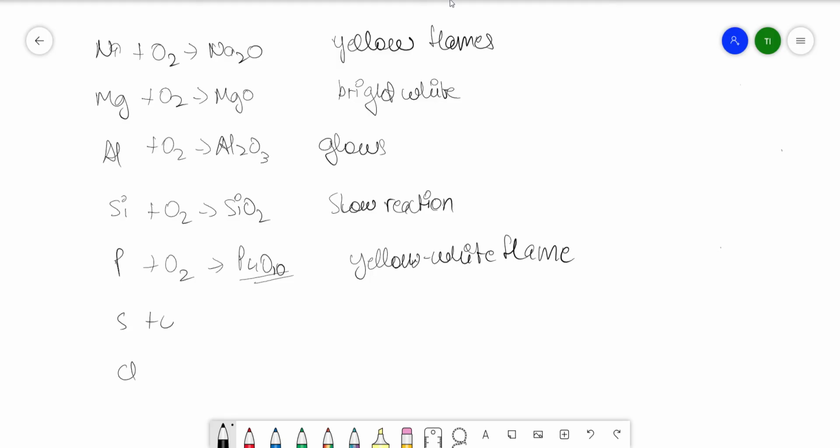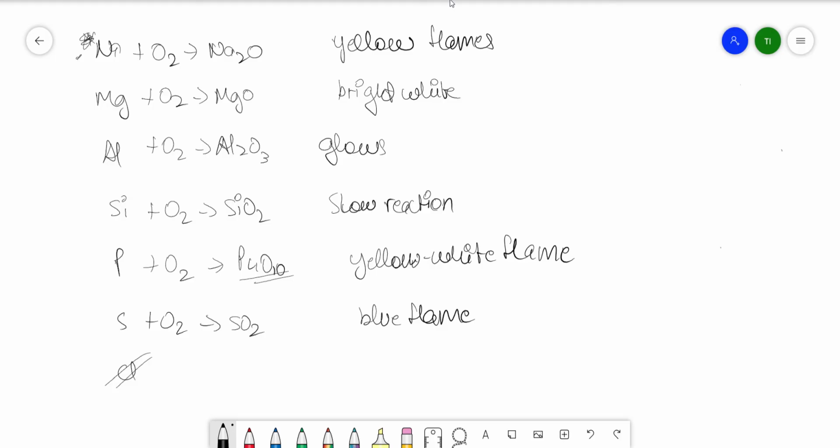For sulfur, it gives SO2, and this is a very gentle blue flame. And for Cl, well, Cl does not usually react with O2, so we don't have a reaction for this. The important ones are this.